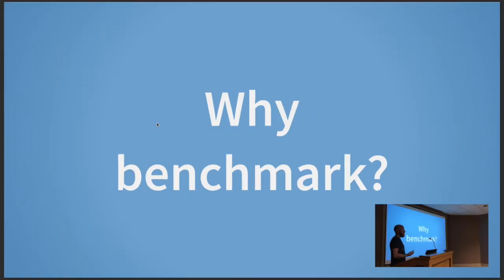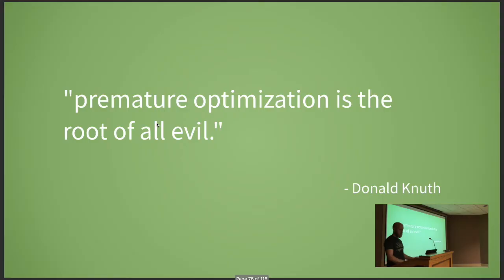So first, I want to talk a little bit about why you might want to benchmark code. So benchmarking is basically comparing two expressions of code that do the same thing, but maybe do it in a slightly different way, one of which may or may not be faster. And often when people are talking about benchmarking, they'll bring up this quote by Donald Knuth. Says premature optimization is the root of all evil.